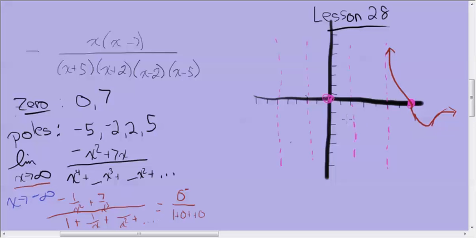Now look at my asymptote. That occurs because in the denominator I have x minus 5. This is not x minus 5 squared, so my sign's going to change.